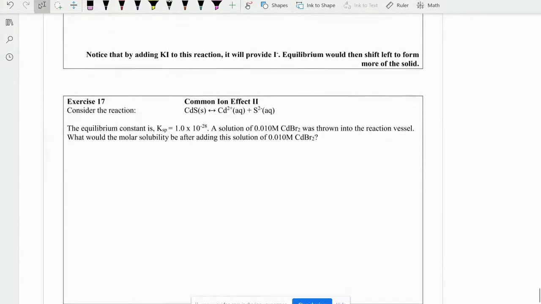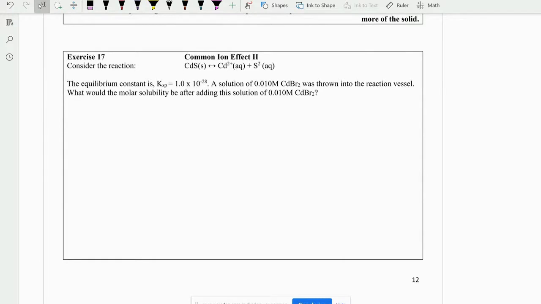Let's take a look at exercise 17. The equilibrium constant here for the reaction is 1 times 10 to the minus 28. We have a solution of 0.010 molarity of cadmium bromide, and this was actually thrown into this reaction. Please be clear that we're dealing with cadmium sulfide. So what this problem is telling us is that they are going to go ahead now and just throw in a 0.01 molarity cadmium bromide solution.